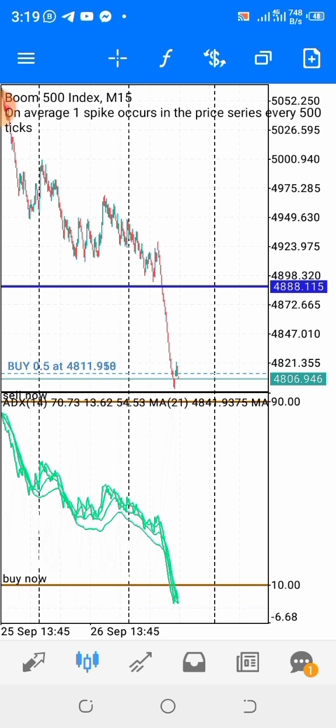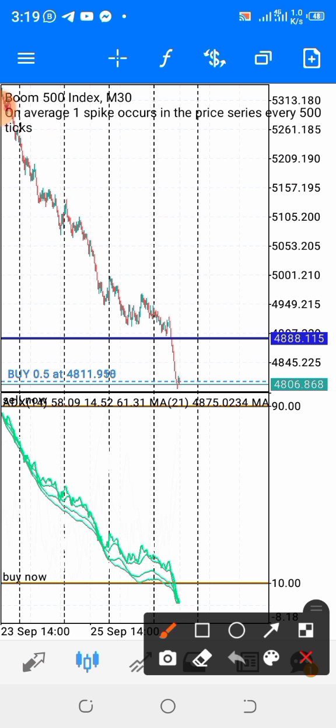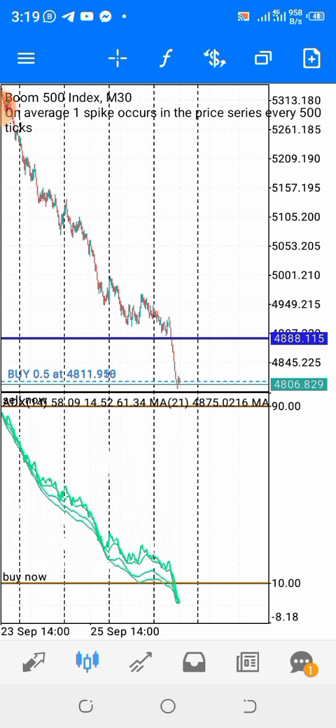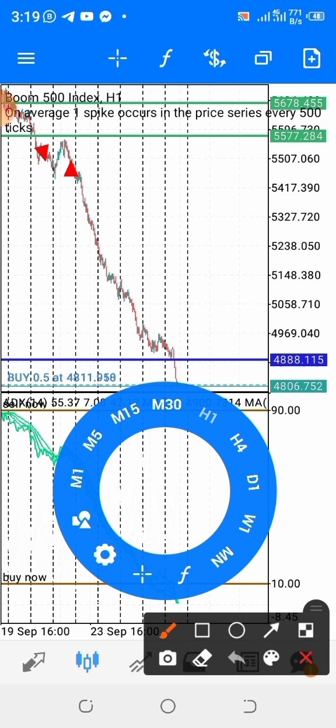Then we go to the higher time frame, which is 30 minutes. You see where that indicator is, all the lines are at this level. So as they are at this level, you check the next thing, which is 1 hour. They are still at this level.